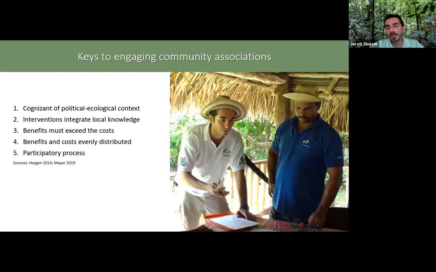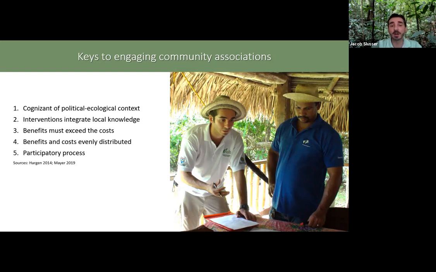And so this is why there really are key methods for engaging with community associations so that interventions are beneficial for all stakeholders. So for example, it's really important to clearly understand the political and ecological context and how different variables will play a role. But also, how interventions need to integrate local knowledge and support traditional livelihoods and not just come in and replace those traditional livelihoods. It's also important that the benefits must exceed the costs in order to really garner public support and confidence with interventions.